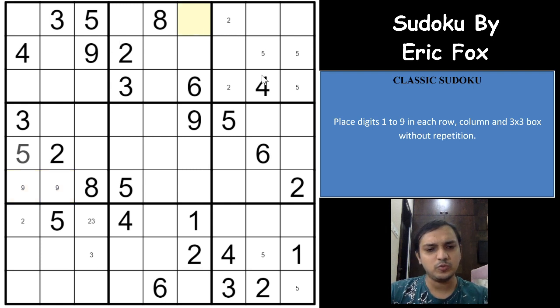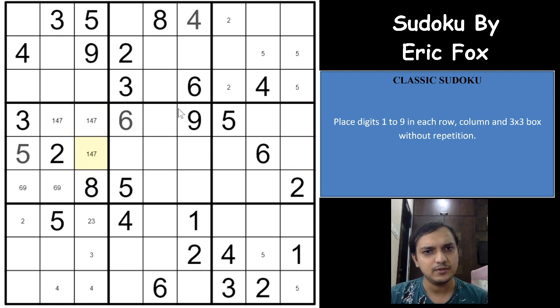4 in this box will have to be here because of the 4 here, 4 here, and 4 here. And 4 in this box will have to be in one of these two cells. And 6 in box 5 will have to be here, which gives you a 6 9 pair in box 4, which means these three digits will have to be 1 4 7, the remaining digits in that box.